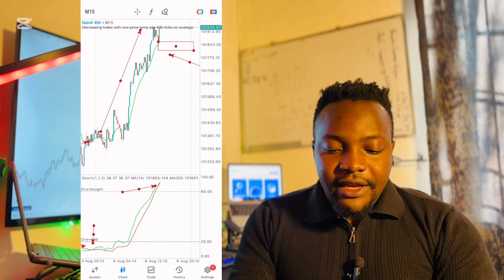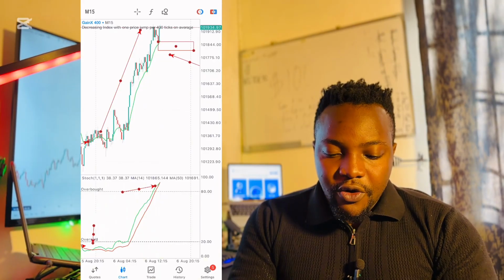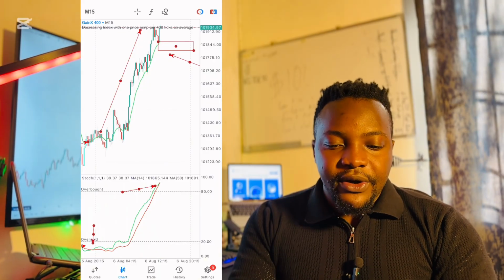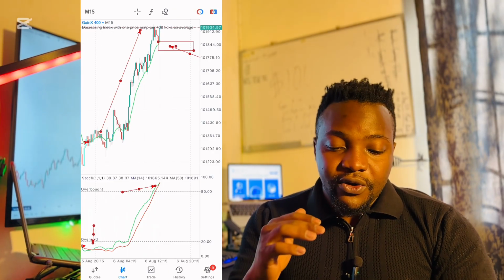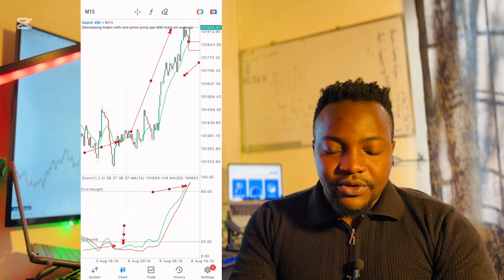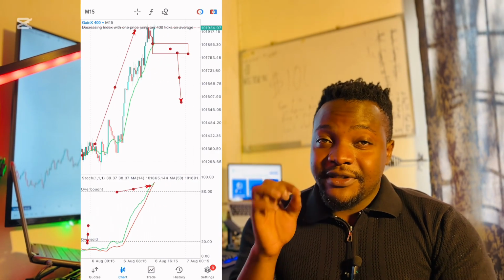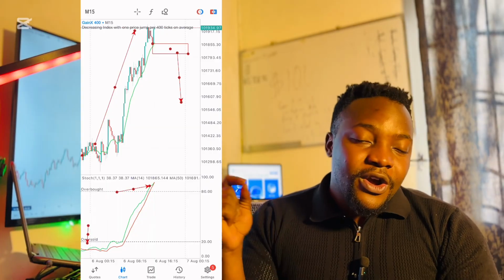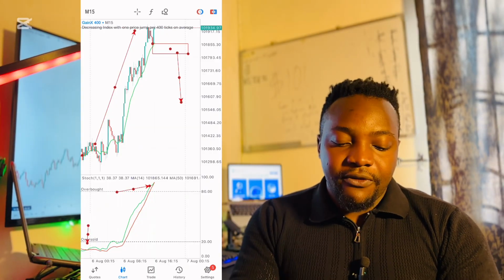So right now, what we are left with is to see the green line crossing to go below the red, and to see price action right here where the candlestick starts to close below the green line. And once we see that, we're going to get into some heavy sell trades. So if you have subscribed and turned on your notification bell, you might actually catch this trade before it goes.